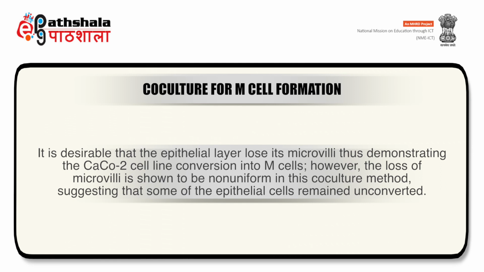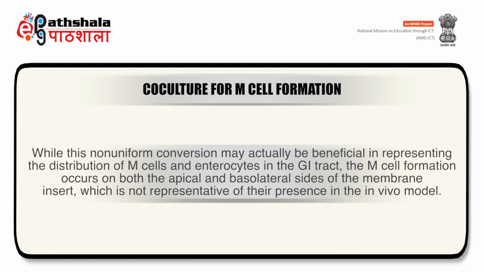cells remain unconverted. While this non-uniform conversion may be beneficial in representing the distribution of M cells and enterocytes in the GI tract, the M cell formation occurs on both the apical and basolateral side of the membrane insert, which is not representative of their presence in the in vivo model.